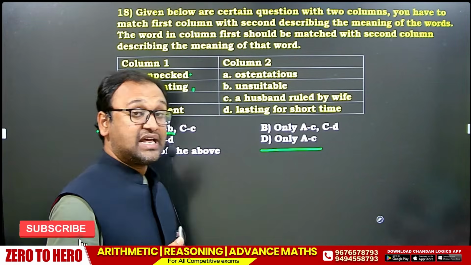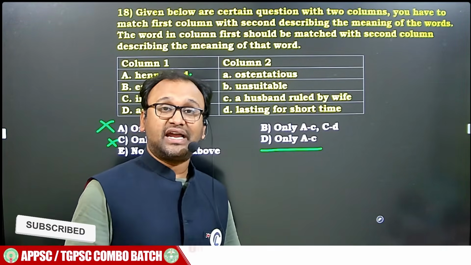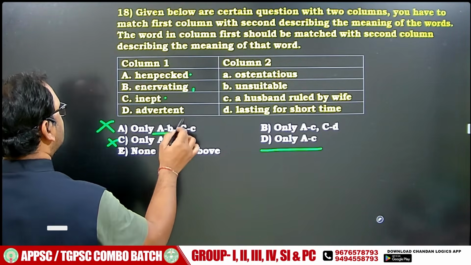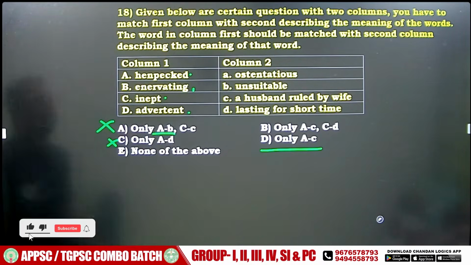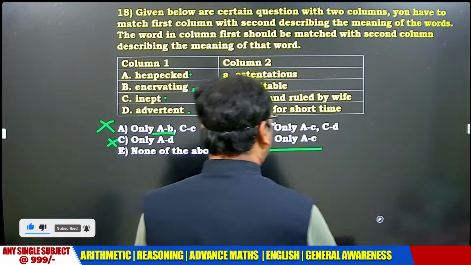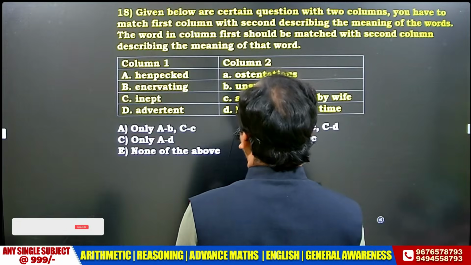Enervating means very tiring, losing energy. Tired, I am tired. Inept is having no skills. So like we say advertent, inadvertent. Everybody knows, no? So he has done it inadvertently, and advertently means deliberately.